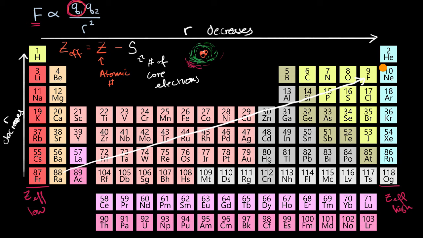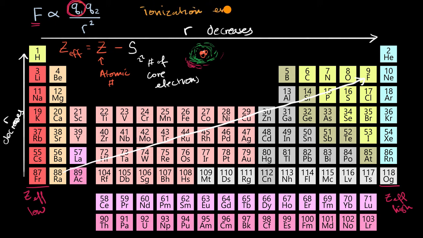And it is indeed the case that by most measures, helium is considered to be the smallest atom, a neutral helium atom, and francium is considered to be the largest atom. So can we use this to think about other trends in the periodic table of elements? What about, for example, ionization energy?